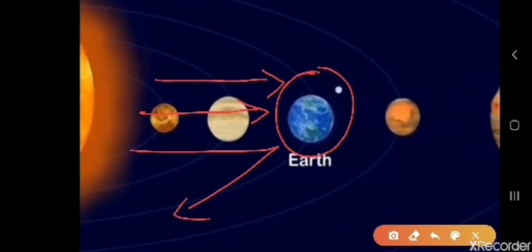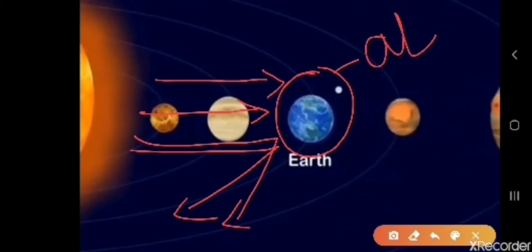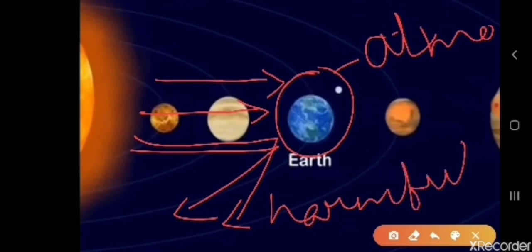some of the rays which come on this come back from here, because this layer called atmosphere protects us from the harmful rays of the sun. So these are the harmful rays from which the atmosphere protects us. This is the atmosphere which protects us from these harmful rays.